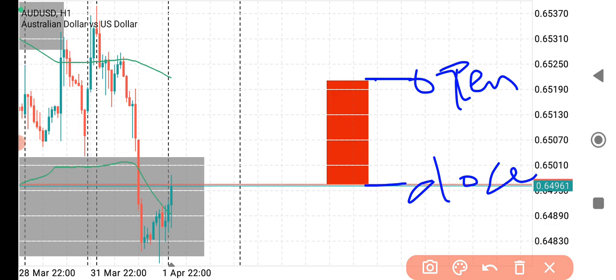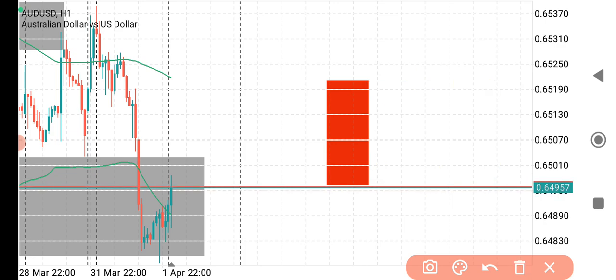So it means that it opened, buyers tried to push the price up, sellers tried to push it down. Buyers tried to push it up, sellers tried to push it down, and then eventually it closes down here. Which means that sellers won, right? Let's proceed.